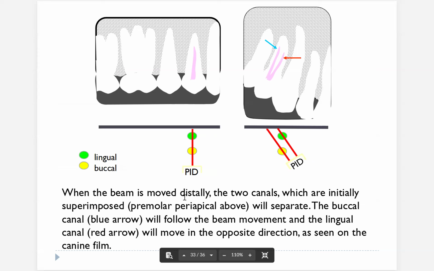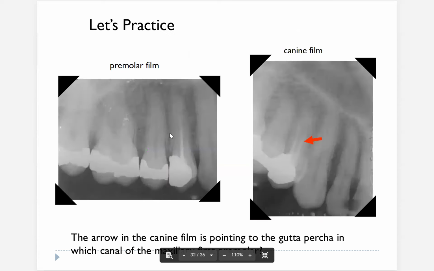So when the beam is moved distally, so when our beam is pointing more toward the posterior teeth, the two canals, which are initially superimposed, separate, and the buccal canal, which is the blue arrow, will follow the beam movement, and the lingual canal, which is the red arrow, will go in the opposite direction. So I guess I guessed right, even though I wasn't confident about it.